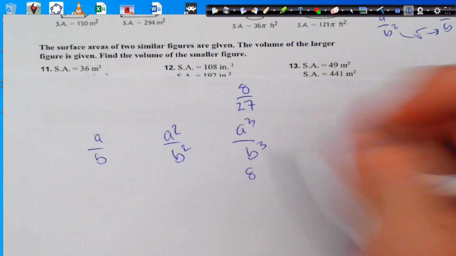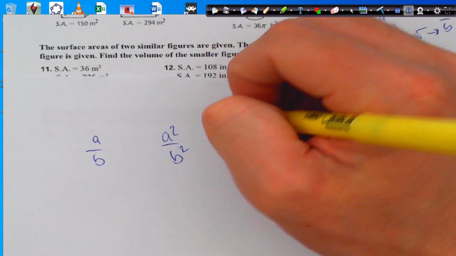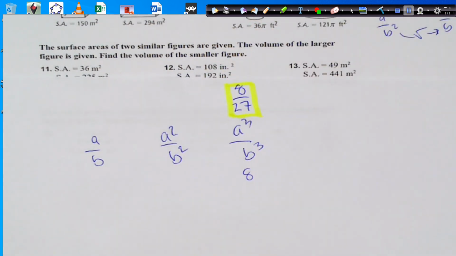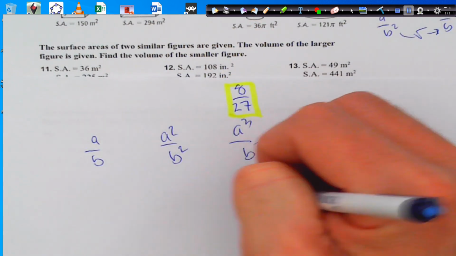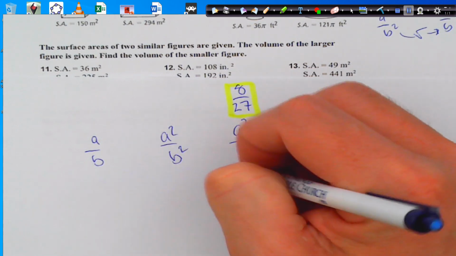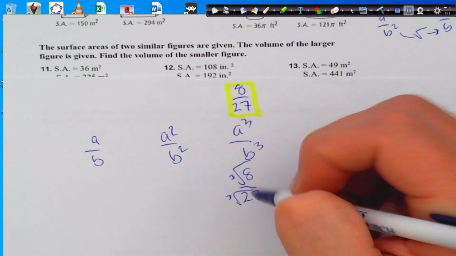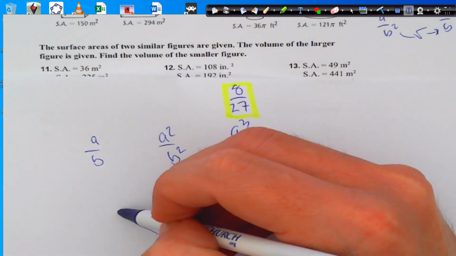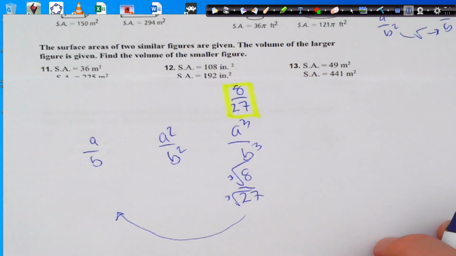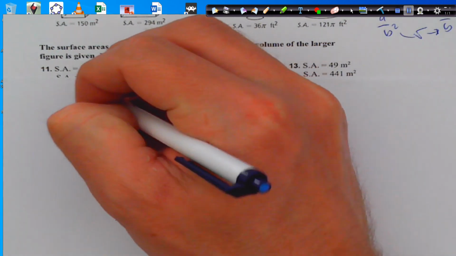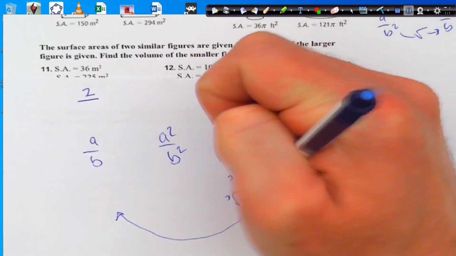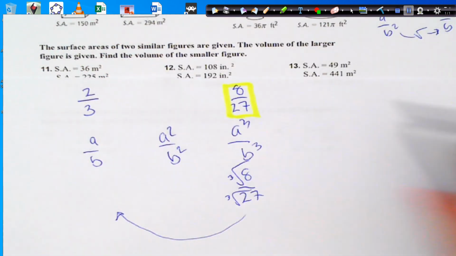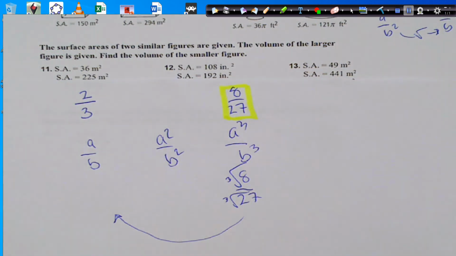I'm going to leave these up here as the standalone ones. To move this, we can't simplify this fraction really. I'm going to cube root this and send it all the way back over here. So we're going to do the cube root of 8, which is 2. And I'm going to put that up here because that's going to be our final answer. And then the cube root of 27 is 3. So there we have our scale factor.